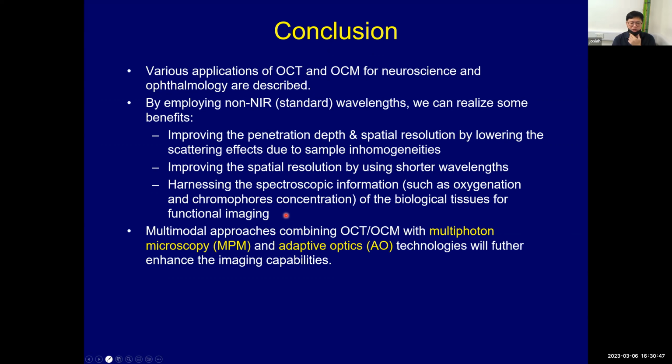So there's a plan to actually combine this technique with multiphoton microscopy in our lab, as well as adaptive optics. So it will further enhance our imaging capability, especially when we want to look deeper into the mouse brain.